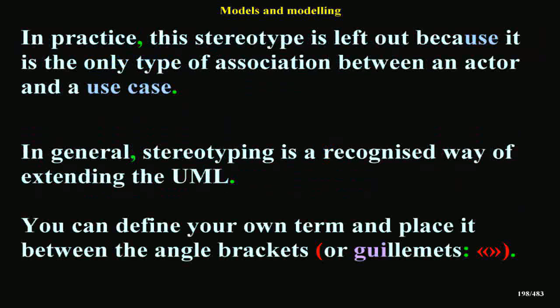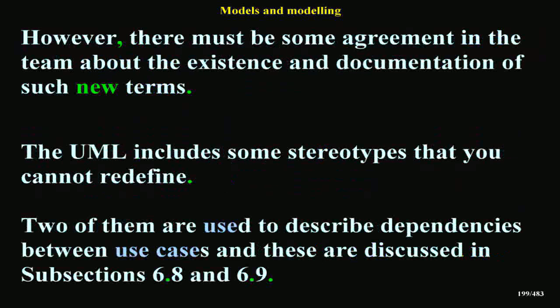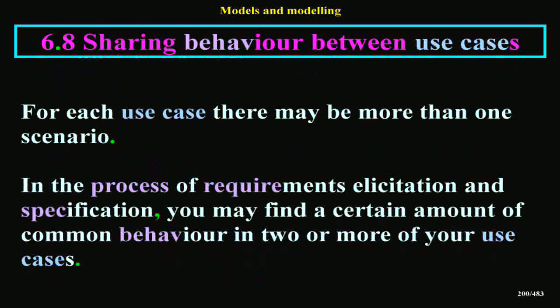In practice, this stereotype is left out because it is the only type of association between an actor and a use case. In general, stereotyping is a recognized way of extending the UML. You can define your own term and place it between the angle brackets. However, there must be some agreement in the team about the existence and documentation of such new terms. The UML includes some stereotypes that you cannot redefine. Two of them are used to describe dependencies between use cases, and these are discussed in subsections 6.8 and 6.9.